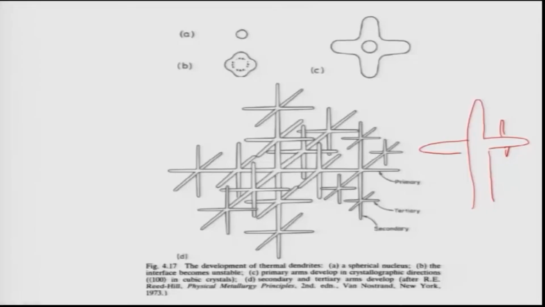The interfacial energy between solid and liquid is anisotropic, and because of that they preferentially grow along <100> directions. This is very important: most of the crystals or dendrites grow basically along <100> directions.